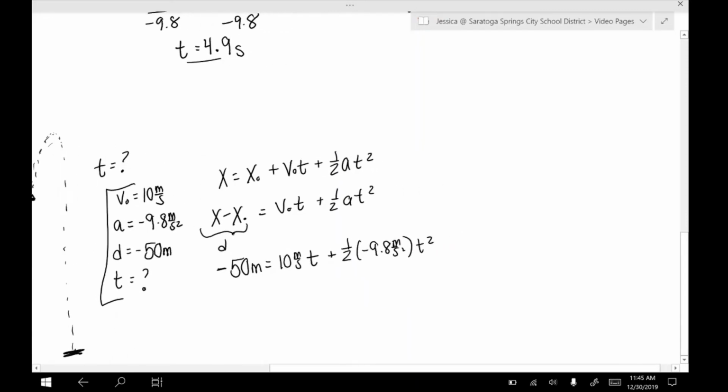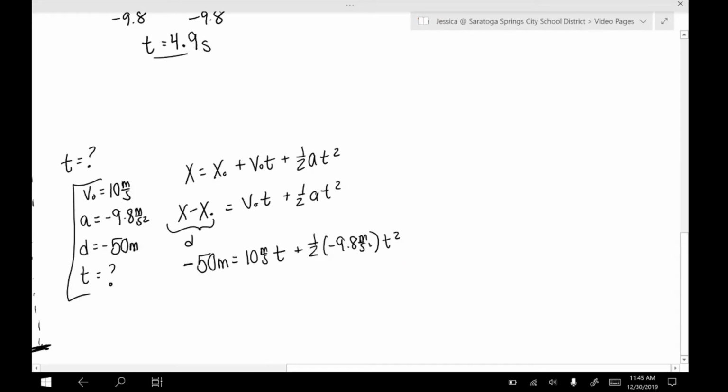Okay? Or you can think of it as the object. If you want to think of it like this, the object starts at a height of 50 meters and ends at a height of 0 meters. That still gives us a change in displacement of negative 50. So that would be perfectly fine, thinking of the question like that, if you want to say the ground is 0.